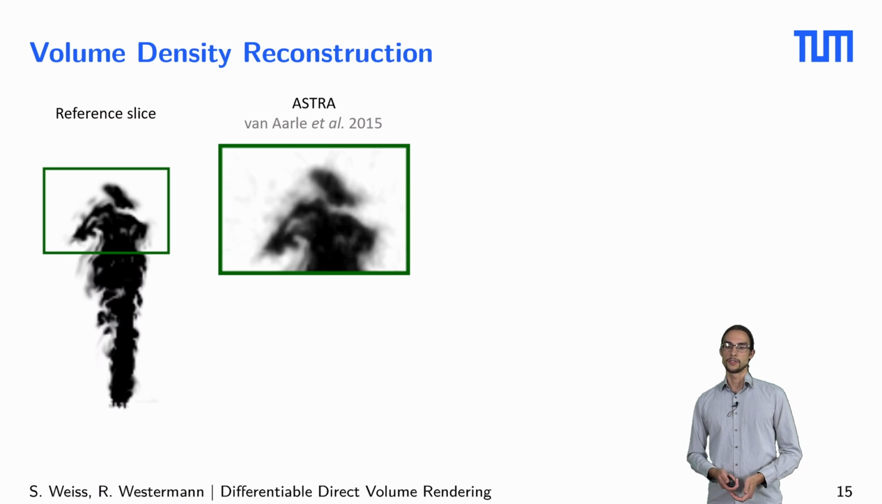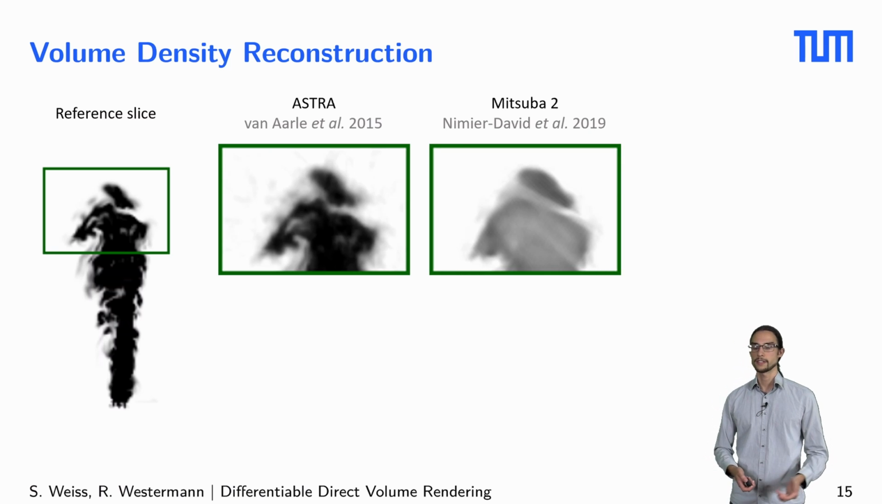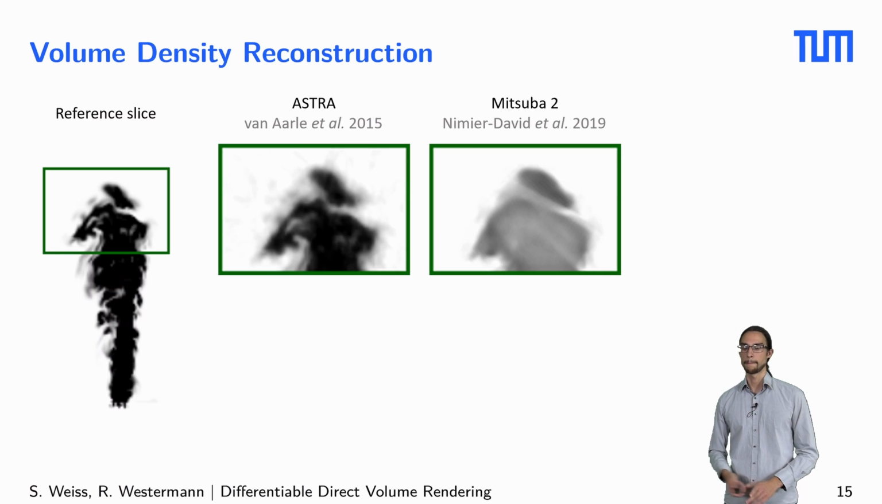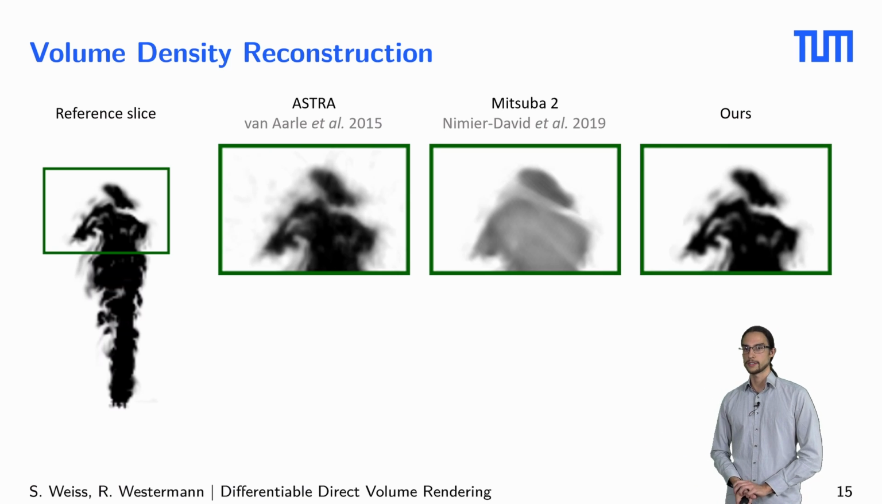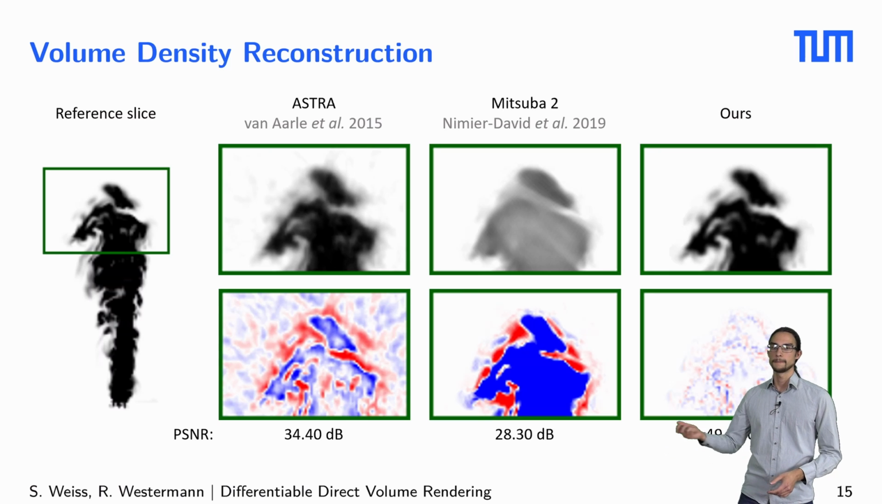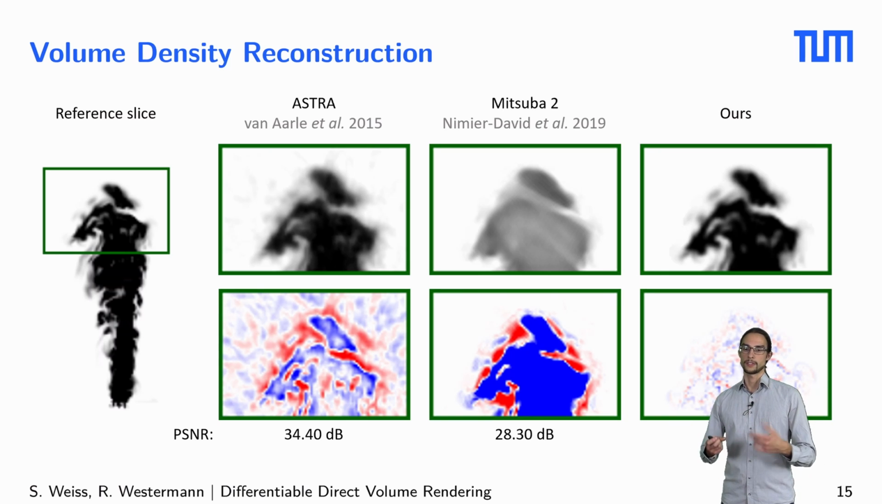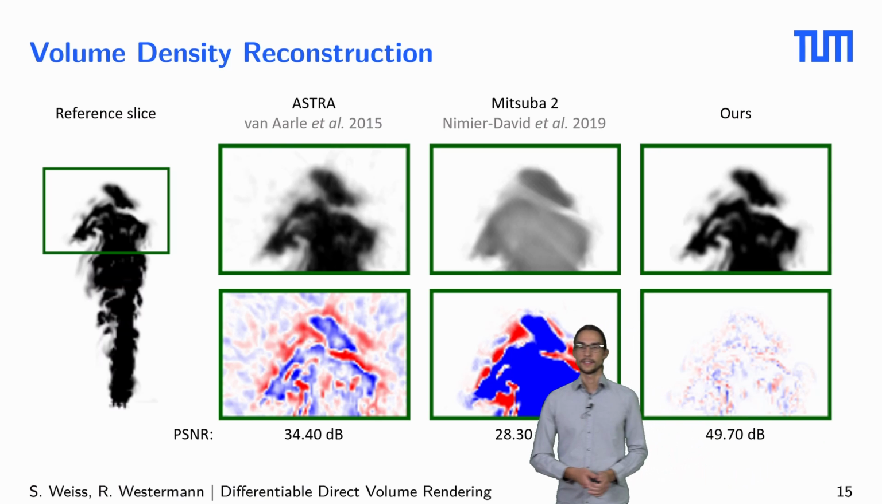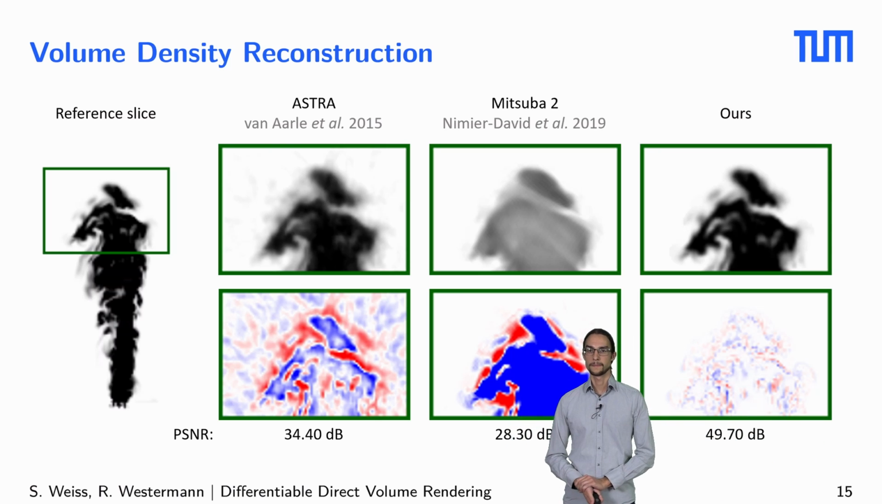Also, we can use Mitsuba 2 as a reference, and this is the result that we obtain with optimizing through Mitsuba 2. And this would be ours. Already from just these images, one can see clear differences. Here in the difference images, one can clearly see some Mitsuba 2 underestimates the densities, so a lot of blues, and Astra introduces slight noise. So here, looking at the PSNR statistic, our method wins.